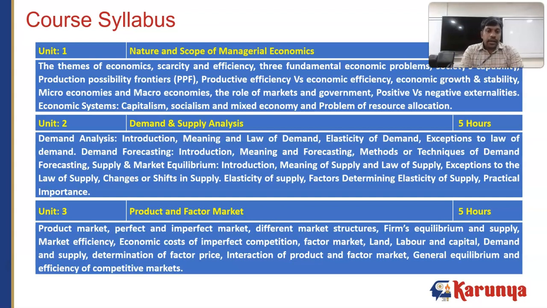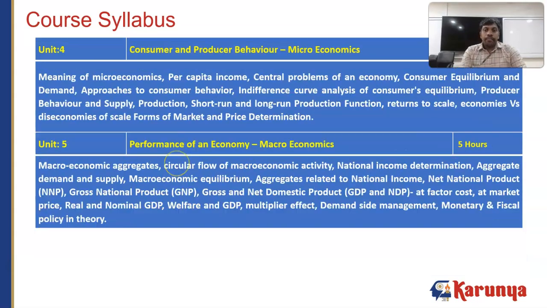Also, you will study the different market structures, firm's equilibrium and supply, market efficiency, economic cost of imperfect competition, factor market, land, labor, and capital, demand and supply, determination of the factor price, interaction of the product and factor market, general equilibrium and efficiency of competitive markets. Here you will study the demand and supply of the factor market. How much is the demand for labor? How much is the demand for land? So you will deal with the product and factor market in Unit 3.